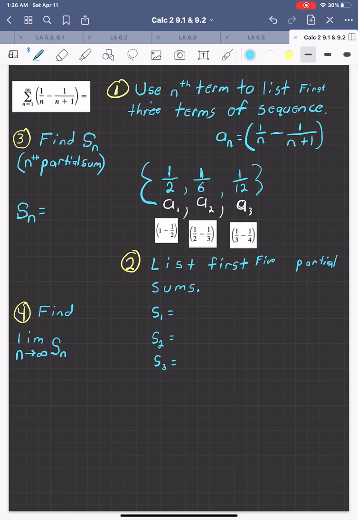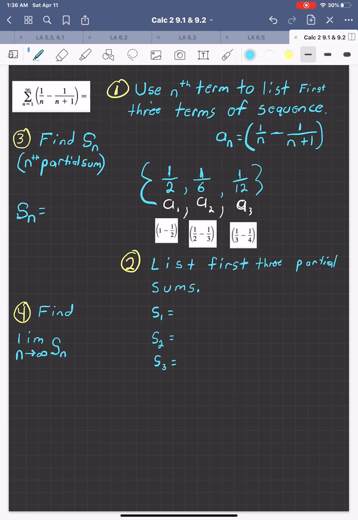Well, here it is. If you plug in 1, you would have 1 over 1 minus 1 over 1 plus 1. If you plug in 2, if you plug in 3, and here it is. This is the first term of the sequence, second term, third term. All right, now, if you want to start to find, we're going to do, again, I wrote 5, but I'm actually only going to do the first 3. We're going to list the first 3 partial sums.